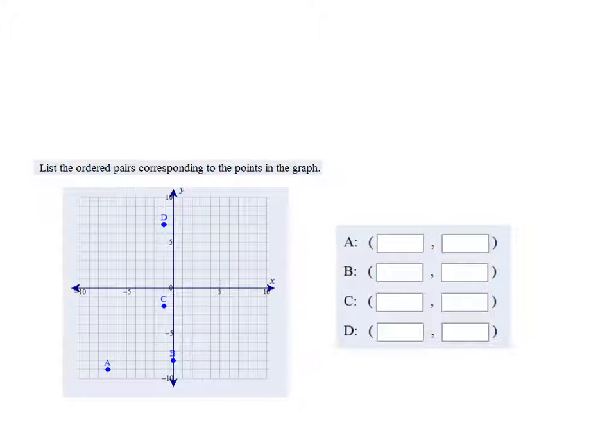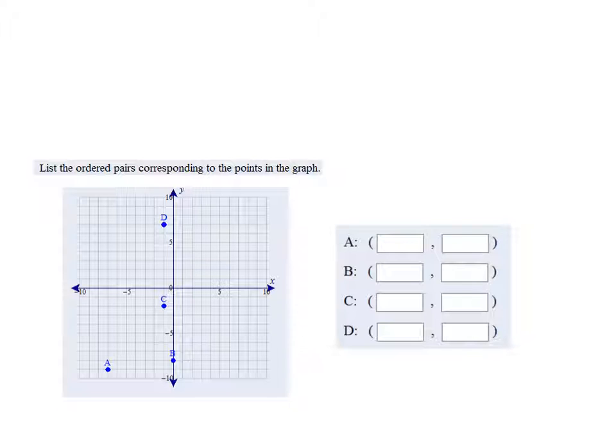So this type of problem is really what you're going to see in the software. This would be something maybe you would want to take notes on. The first thing they might ask you is to list the ordered pairs corresponding to the points in the graph. That's just looking at points and being able to write their coordinates.